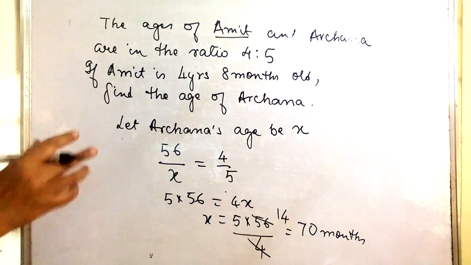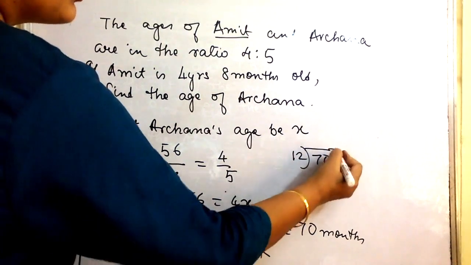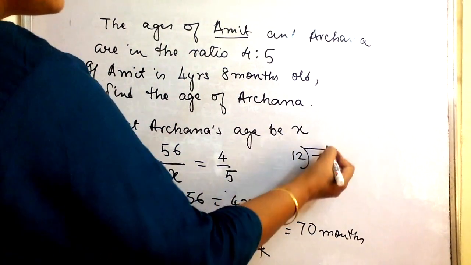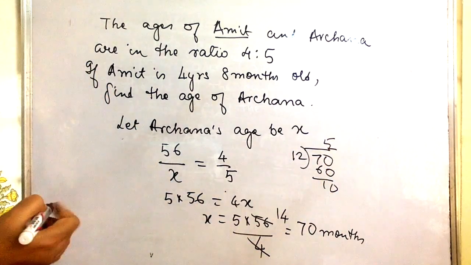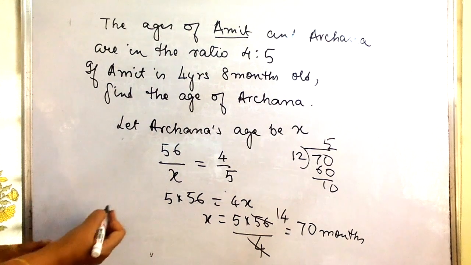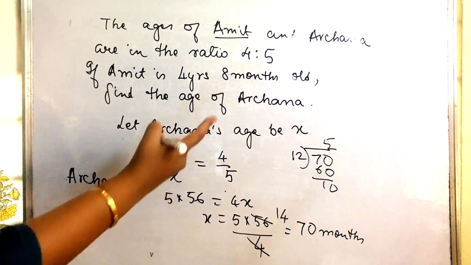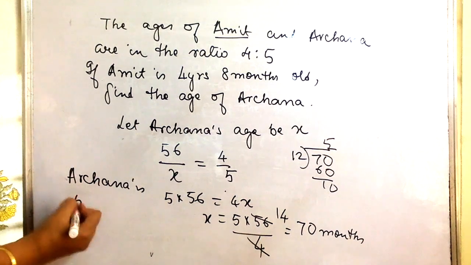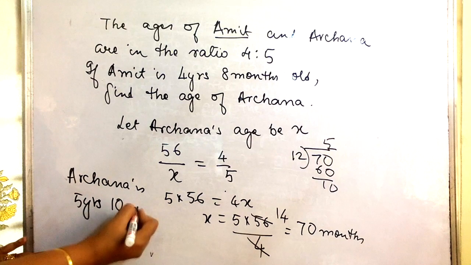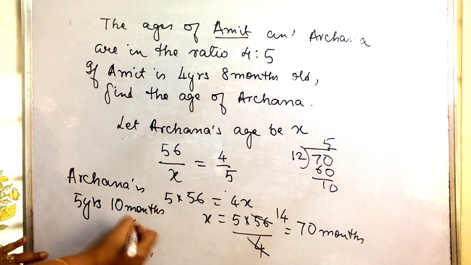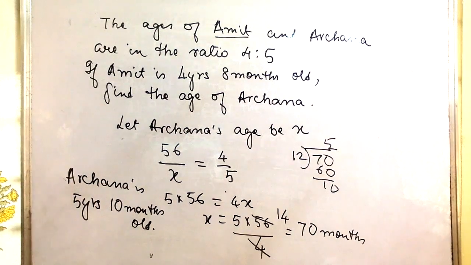So 70 months, if I divide with a 12, okay, that gives me, 70 months can also be written as, so Archana is 5 years 10 months old. Okay, so you also have to convert it to years and months and give it.